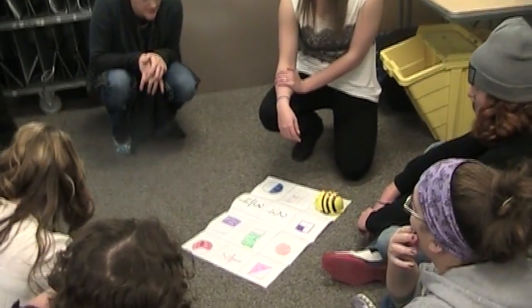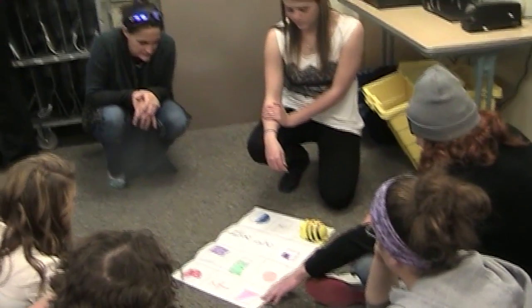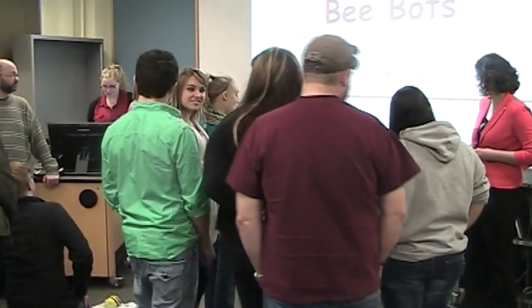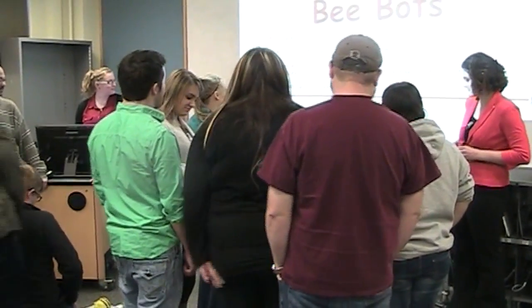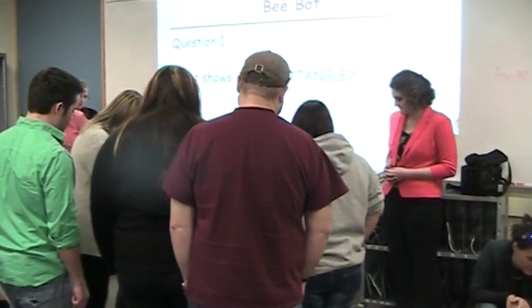We're going to give you a kind of race question, and you're going to have to program the B-bot to go to the correct square. We're going to see who gets there first, okay? First question. Don't touch your B-bots. Question one. What shows one half of a rectangle? Go ahead and program.